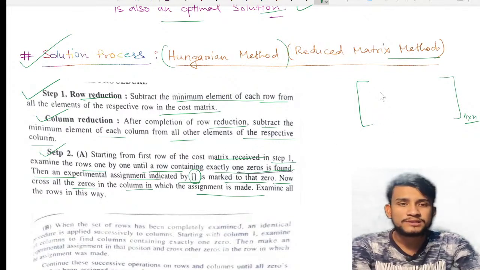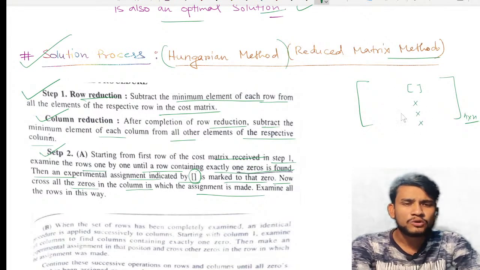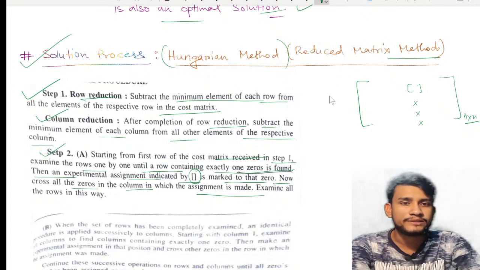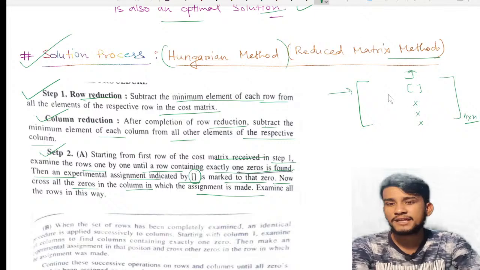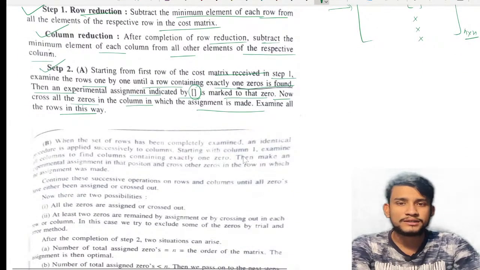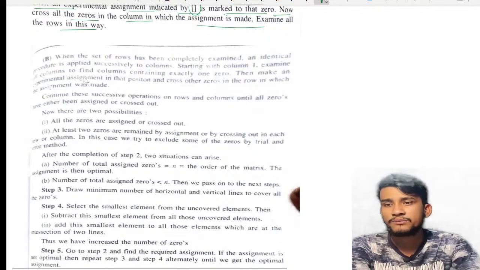That means if we get a 0, then all the other elements of that column are not assigned. That means this person is assigned to this job. Okay, so this is the assignment. Examine all the rows in this way. Okay, so all rows need to be checked this way. Then step 2b.